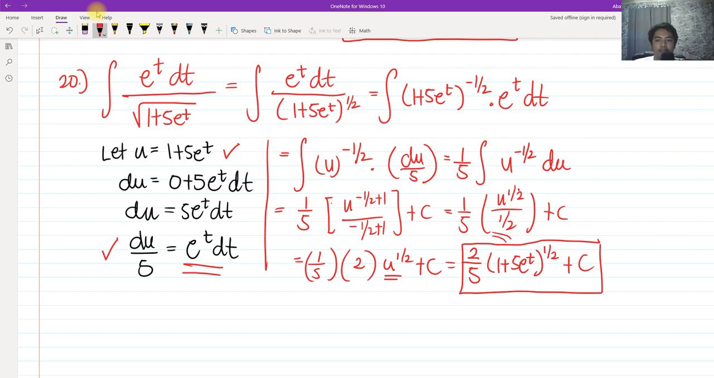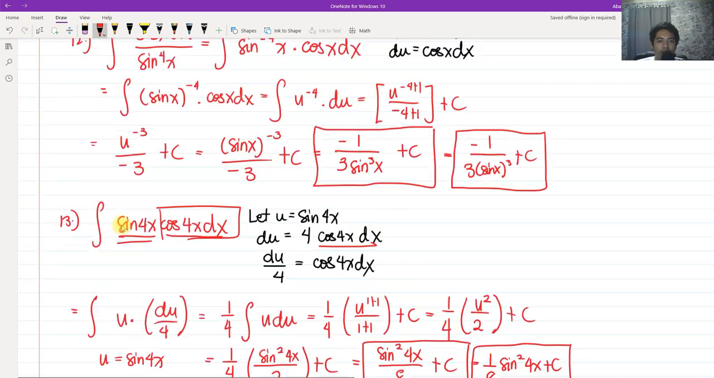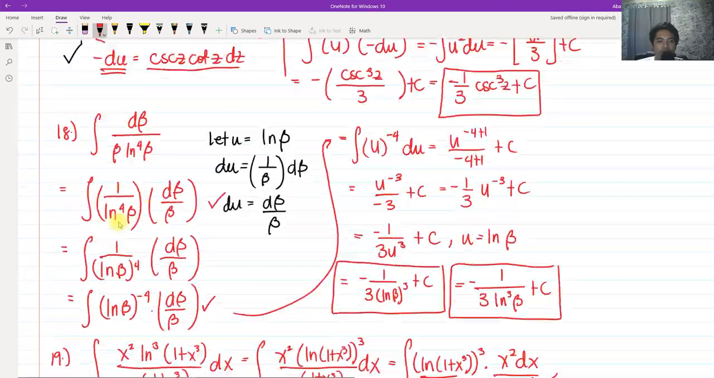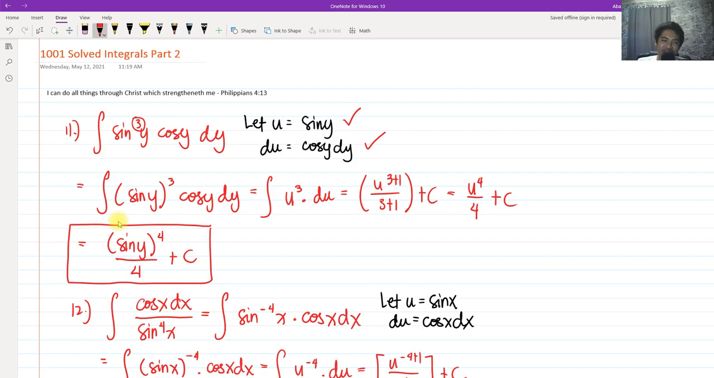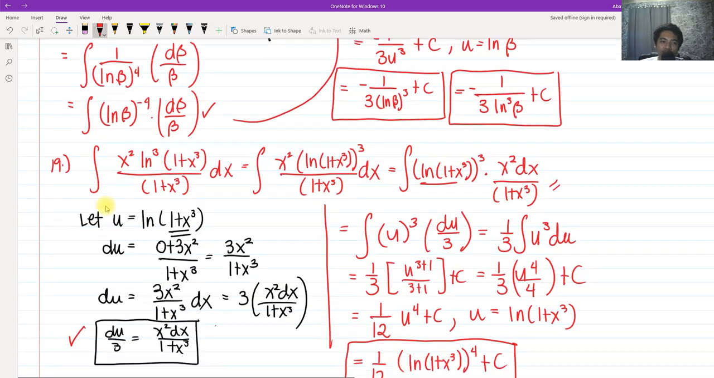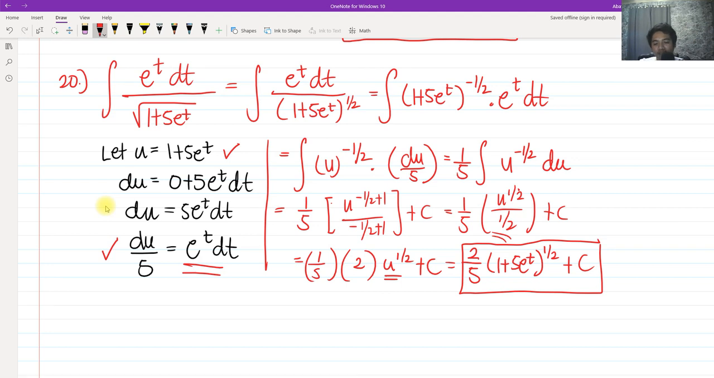And that's it. That is part 2 of our 1001 solved integrals. So I think we'll be doing a 100-part video of this, just for us to solve the 1001 integrals. So far we have solved 20 integrals, and then we still have 1001 minus 20, which is 981 integrals to solve.